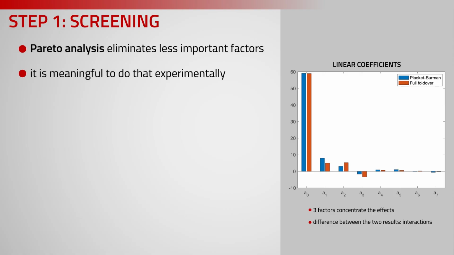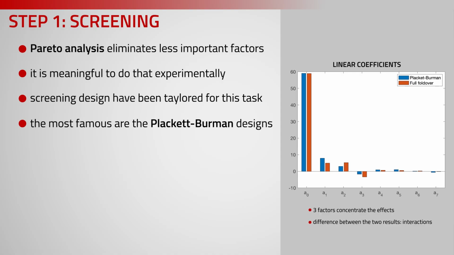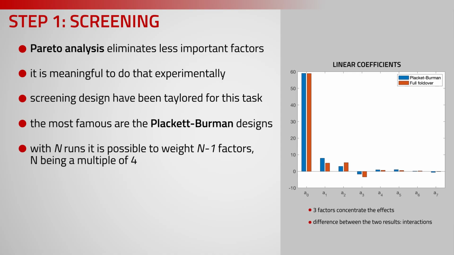Sometimes it is done conceptually with some calculation, with the physics, with the electronics of the situation. Sometimes it's done with experiment. It's what I want to show you here. We have what are called screening designs that have been tailored especially for this situation. Most famous of them is the Plackett-Burman design. With n runs, for example 4 runs, we can analyze n-1 factors. So with 4 experiments, we can analyze 3 factors. With 8 experiments, we can analyze up to 7 factors.